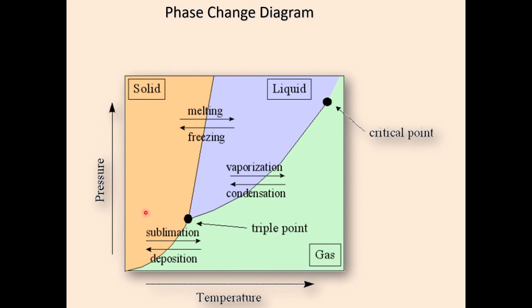Down here is one you may not be familiar with. It's called sublimation. This is when a solid turns directly from a solid to a gas. Sublimation is also an endothermic process. Opposite of these would all be exothermic.